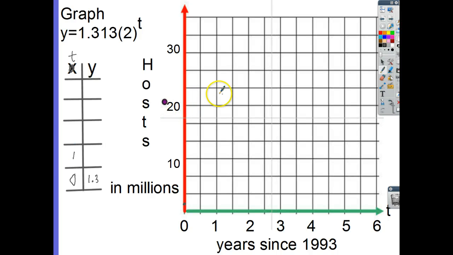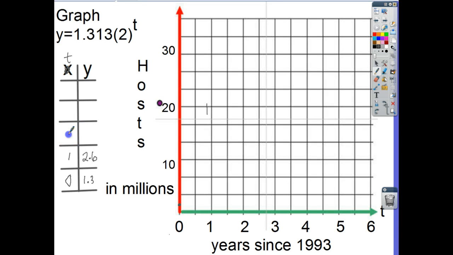That's going to be, I think, 2.6. Okay, when we plug in 2, we're going to get 5.3. You can do this on the calculator. And we plug in 3, we're going to get 10.5 rounded to one place. We plug in 4, we get 21.0. 5, I think, puts us off our chart.